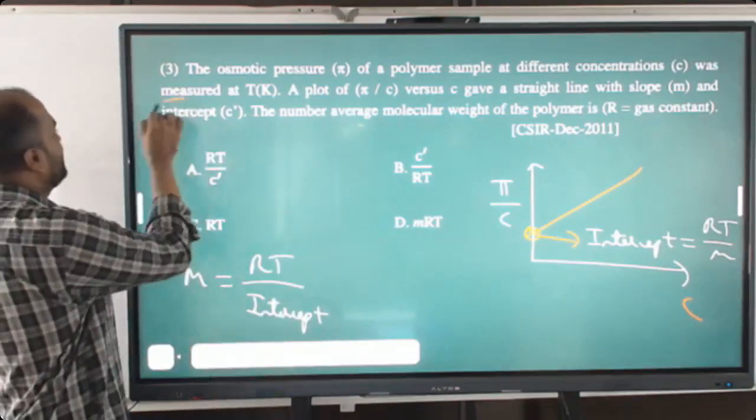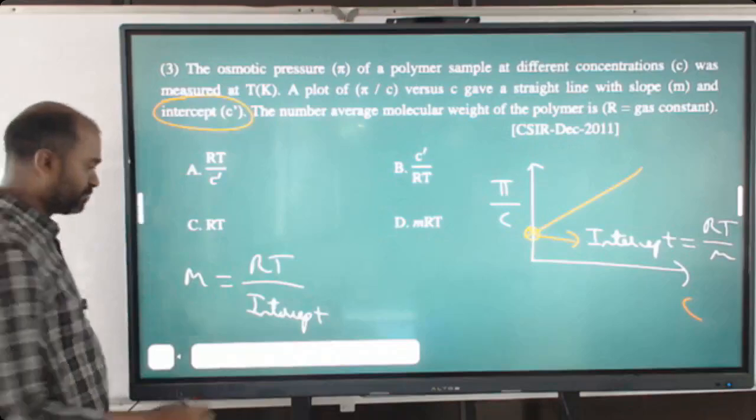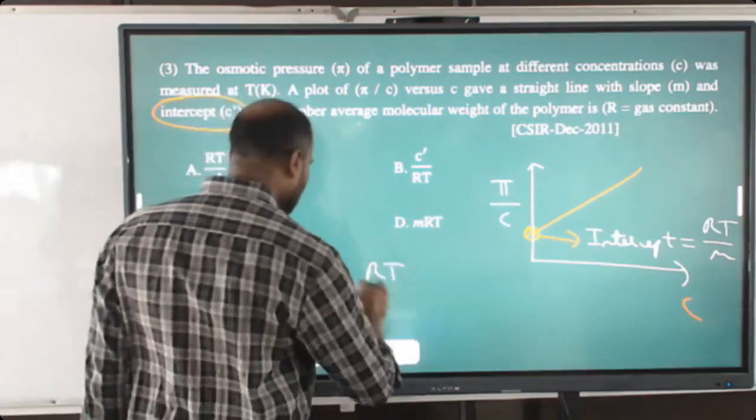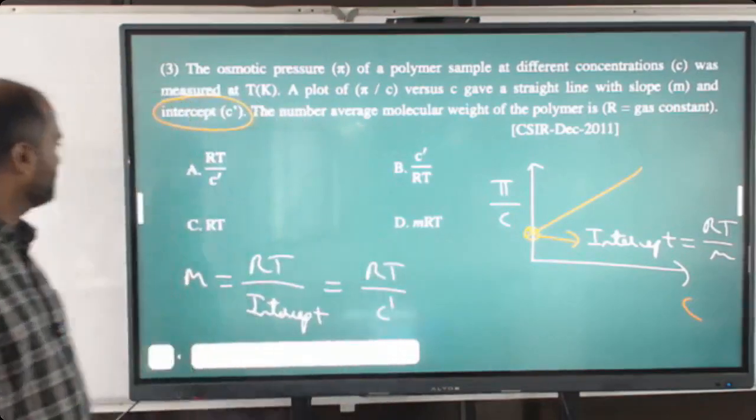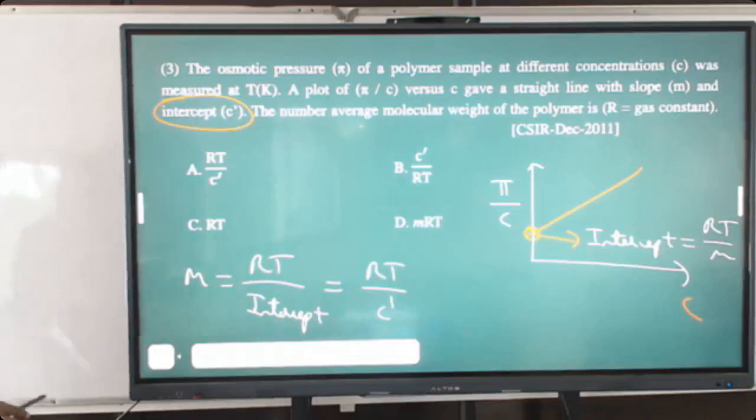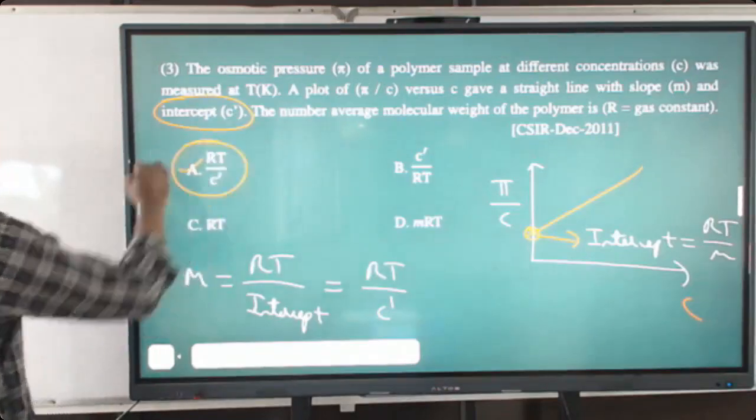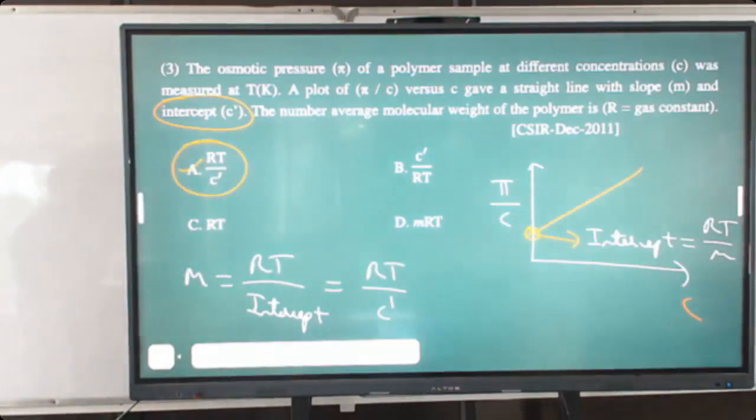Instead of intercept, they have given the name C dash. So this will be equal to RT by C dash. That is correct. Option A, RT by C dash. Question number 3, option A, RT by C dash is the correct answer.